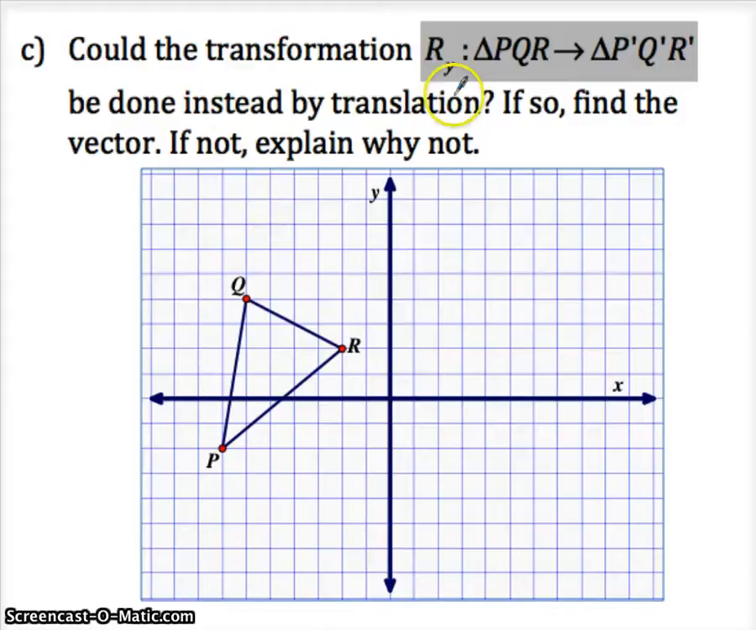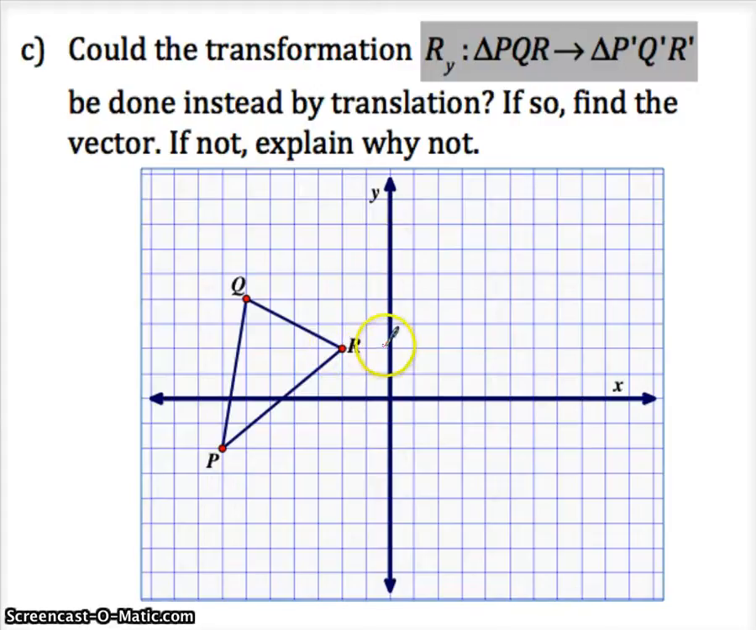Okay, could the transformation, and I think I copied another grid here because I didn't want to mess you up by looking at 2 pictures on one graph. If you reflected PQR over the y-axis and called it P prime, Q prime, R prime, could you get there by a translation? All right, well, let's do the reflection first, and then let's see if there's any kind of translation that would take this triangle here. Reflect this over the y-axis.